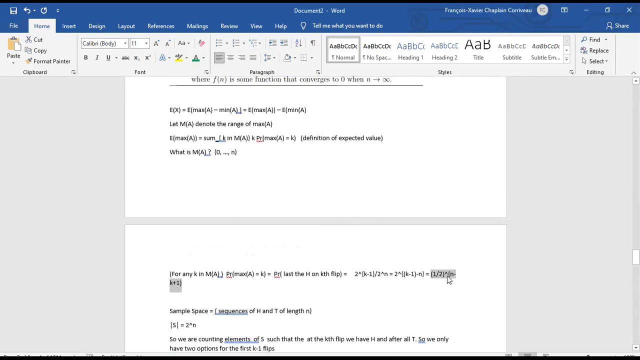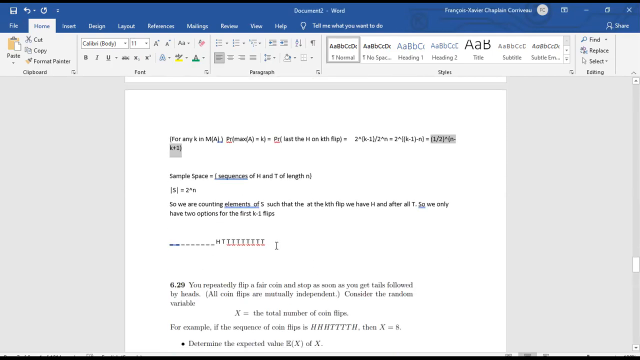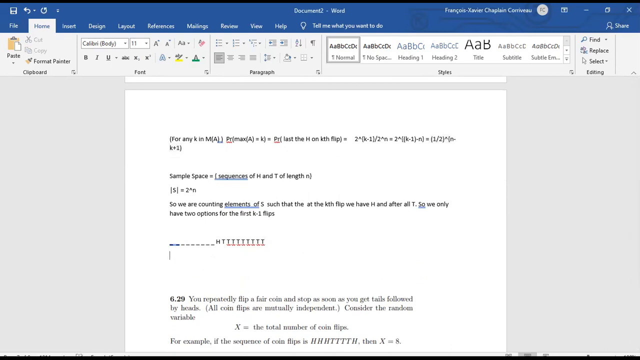And now you just plug this into your expected value definition. So the expected value of the maximum of A is equal to the sum from k equals 0 to n of what? Of k times this thing here.